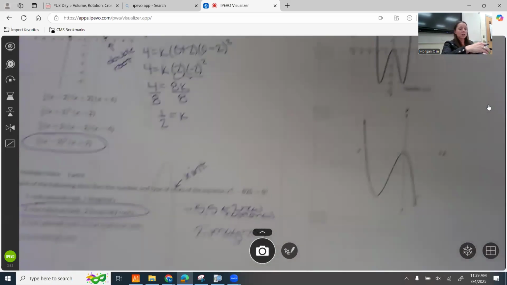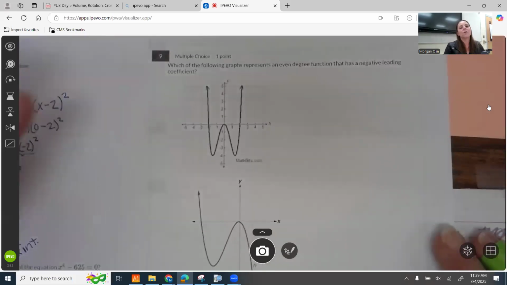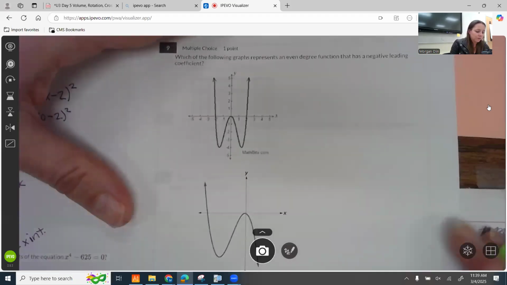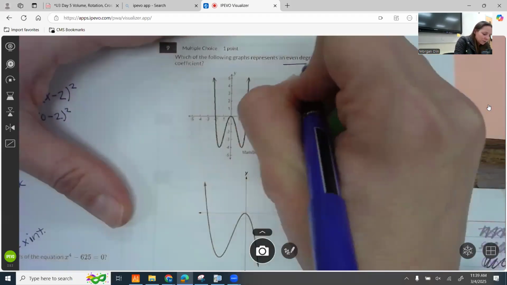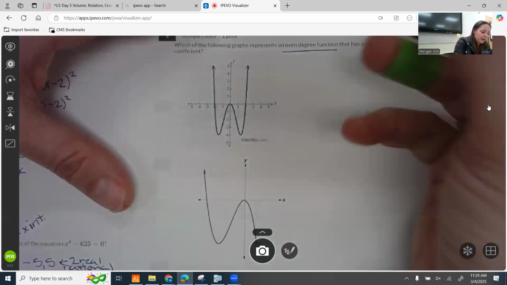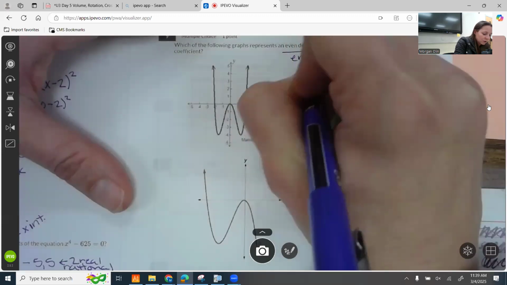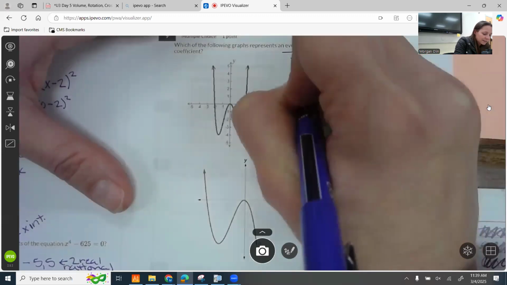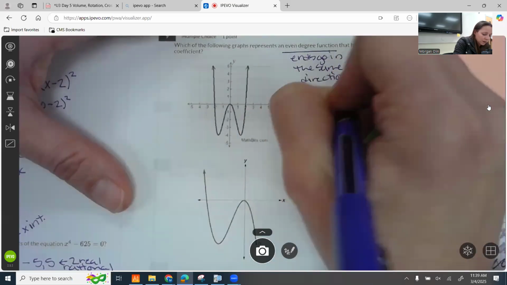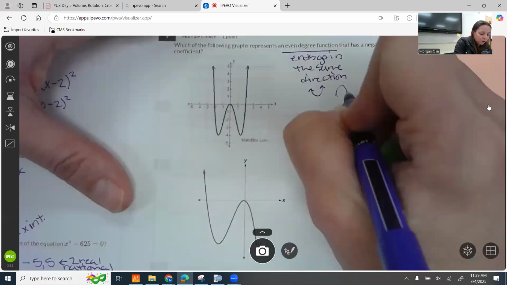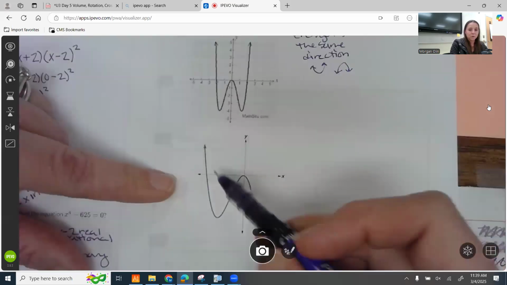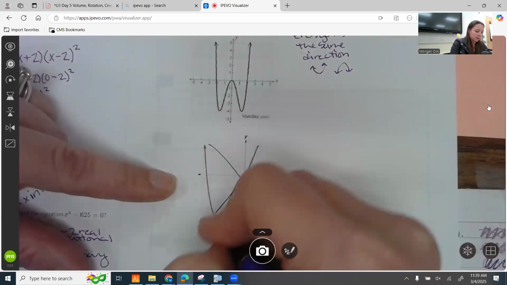All right. Moving on to number 9 right here. Which of the following graphs represent an even degree function that has a negative leading coefficient? Well, the first thing I want to focus on is even degree. Even degree, and you can see 2 of the graphs right here, means the ends go in the same direction. So they're either both going to go up or they're both going to go down. This is a possibility, but this one isn't. You see one end goes up, one end goes down. So I'm going to mark that out.